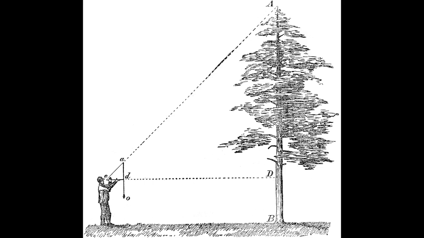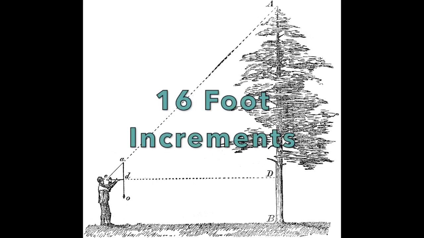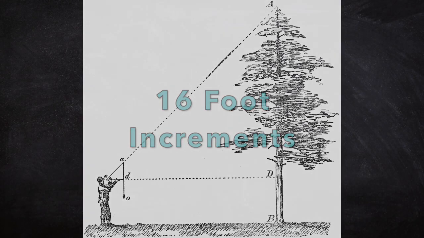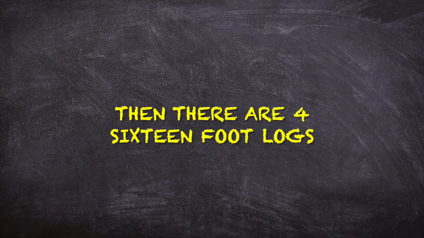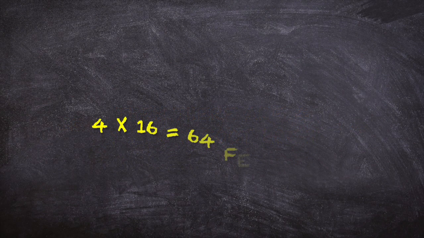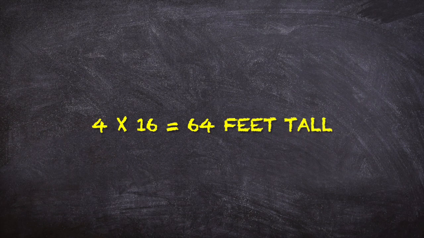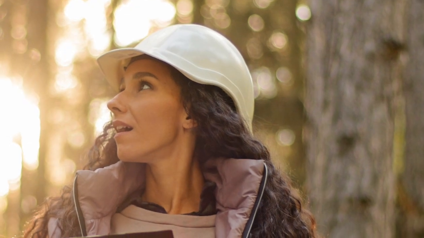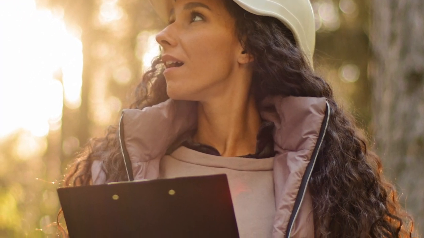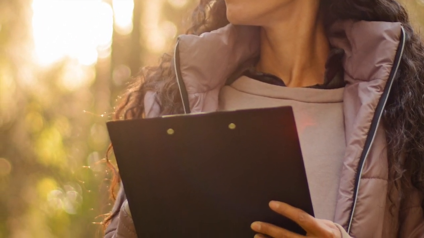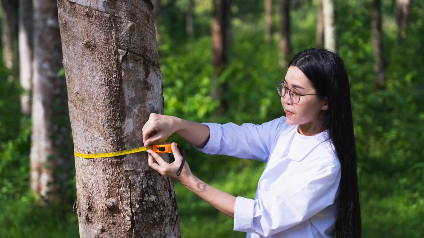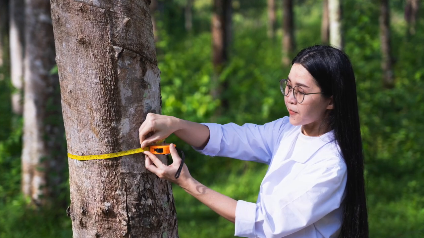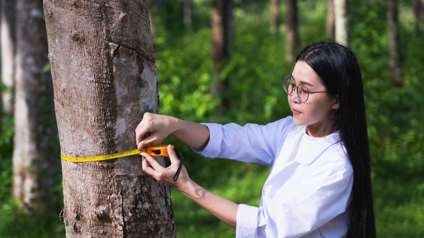The scale of whole numbers represents 16-foot increments, which is the size of a standard log. If the treetop is at 4 on the merit hypsometer scale, then there are 4 16-foot logs. The tree height is 4 times 16, which equals 64 feet. Understanding these measurements and how to take them is important in managing the forest. Several basic measures, such as tree height, diameter, and basal area, provide important information about the health of the tree stand.